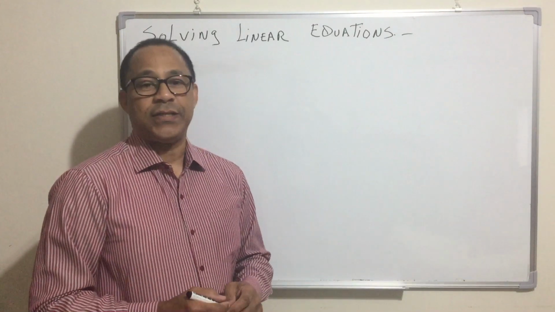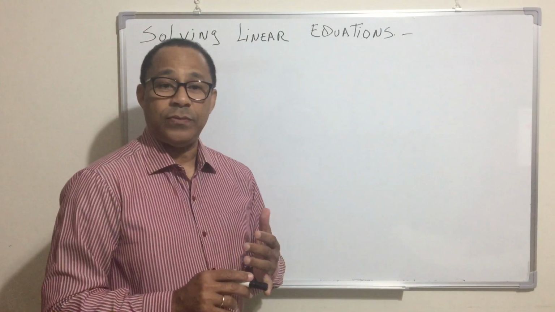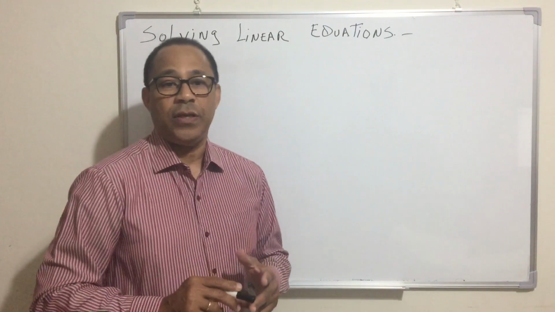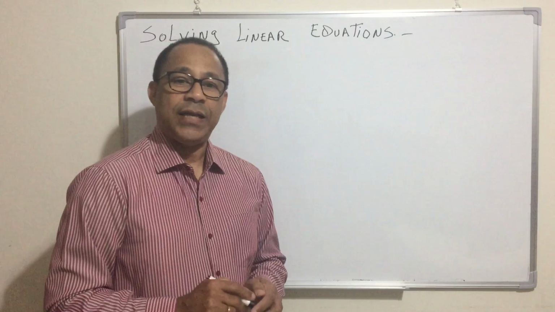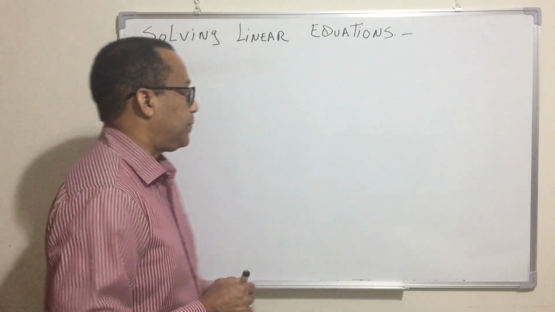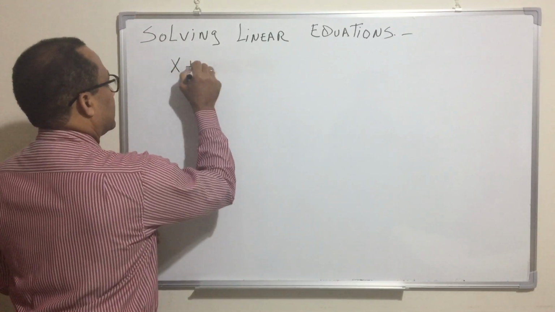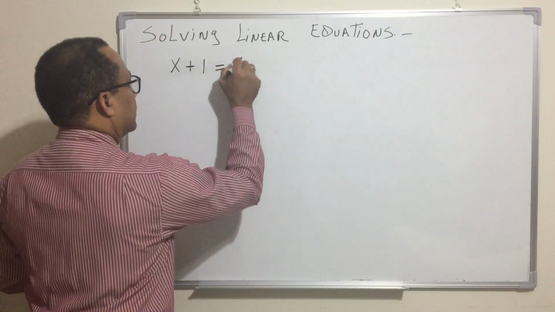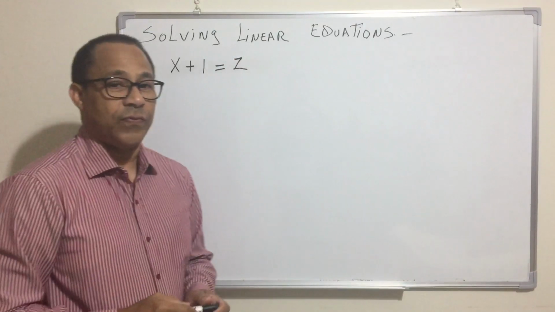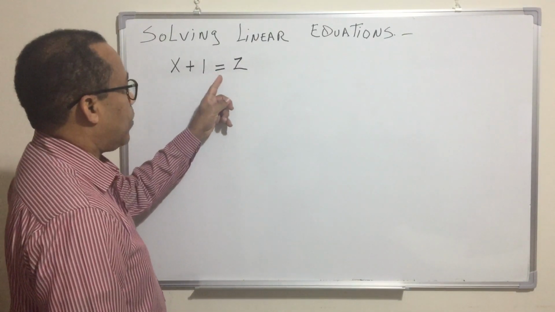An equation is an algebraic expression that contains a variable, contains an equal sign, and has an exponent equal to 1. Let's see how we solve simple linear equations. This is the first equation we are going to solve, and it says x plus 1 equals 2.